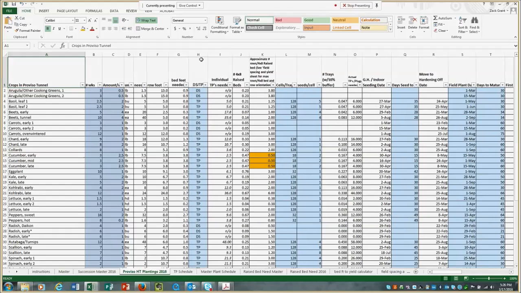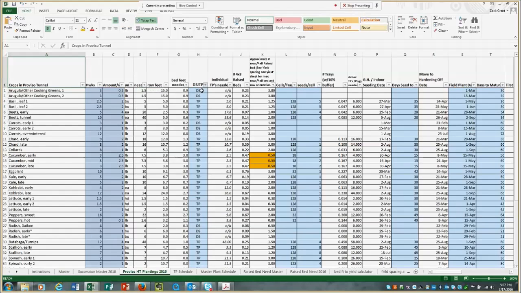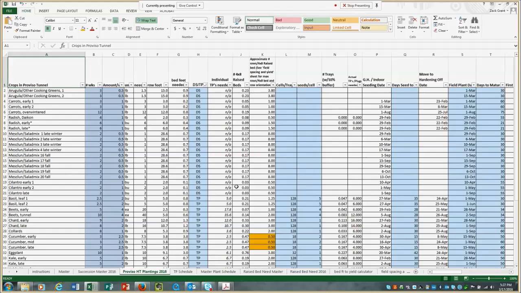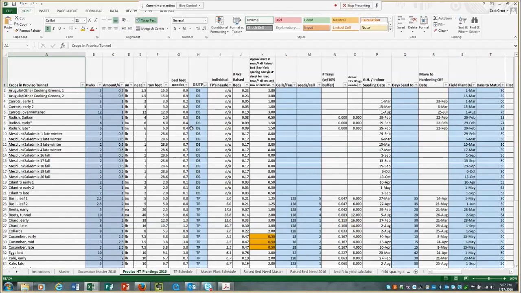So in this case, say for instance what I want to do is just sort by transplant. I can just sort that A to Z, and that quickly organizes it into transplanting versus direct seeding. Does everyone see what happened there, why that did that?